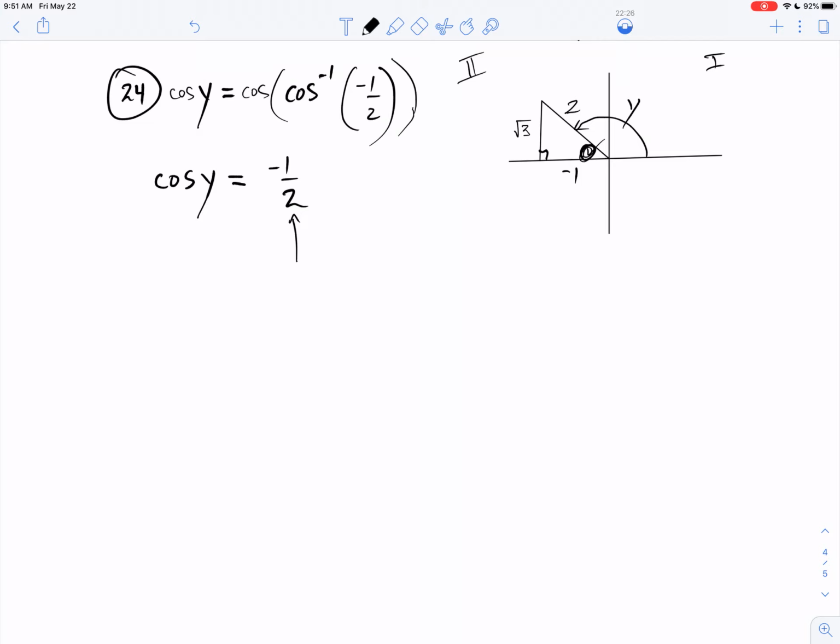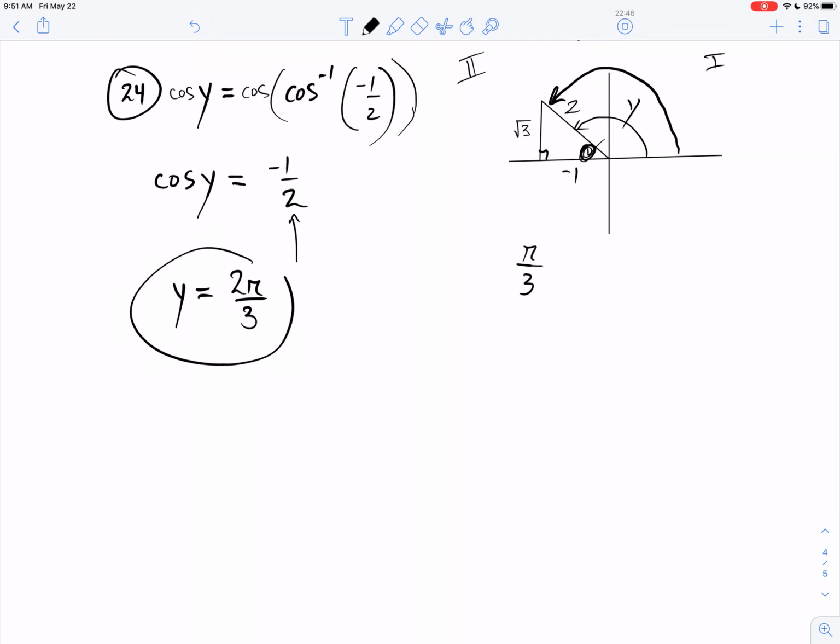It must be. So a 60-degree angle is the same as a pi thirds angle, but that's not the answer in the book. What do they want? They want what was the angle that you had to draw to generate that picture. So the answer they want is y equals 2 pi thirds. You can check all your answers for the odds in the back.